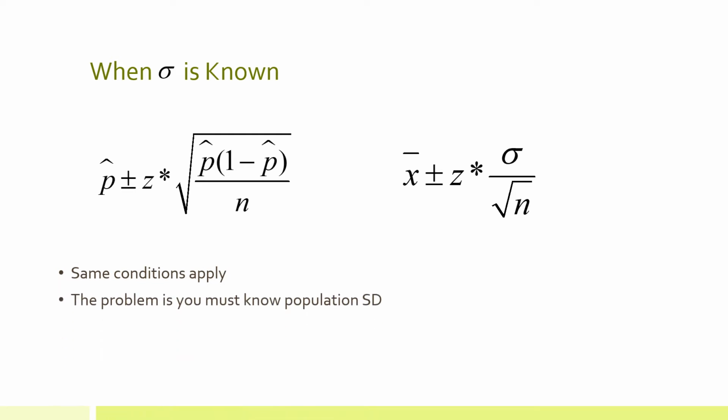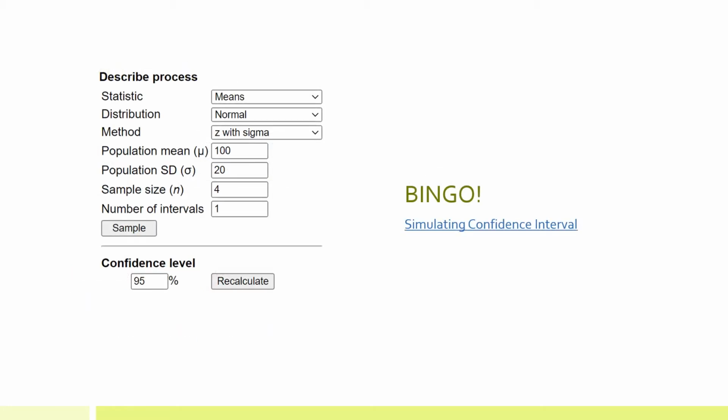Okay, the same conditions apply. But the problem is you have to know the population standard deviation. Let's be real, how often is that going to happen? If we know the population standard deviation, why are we doing a statistic? So this one is a little bit tricky and we're not going to use this very often. And I want to prove to you why this is difficult.